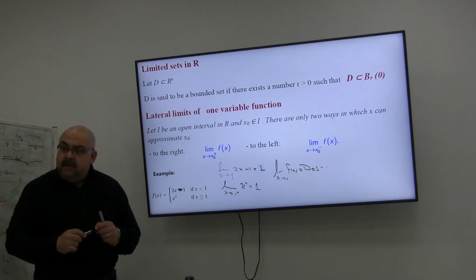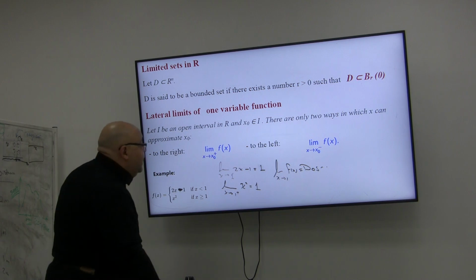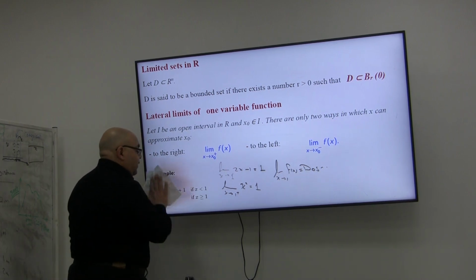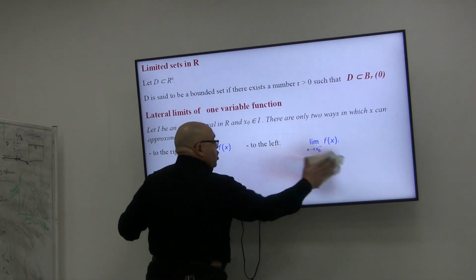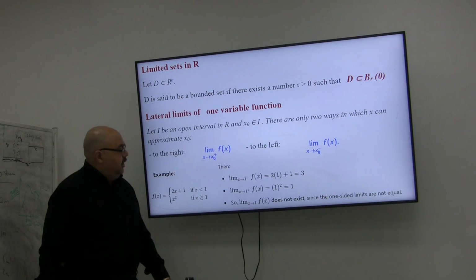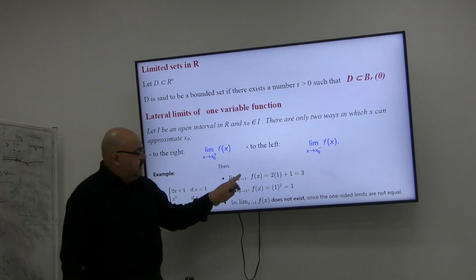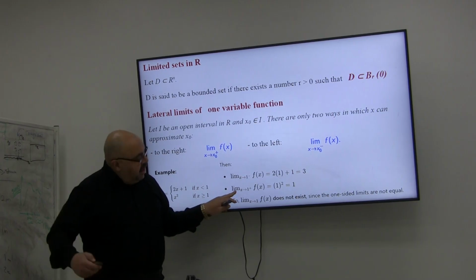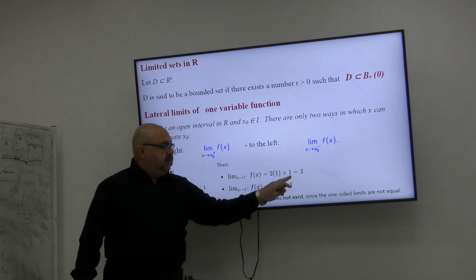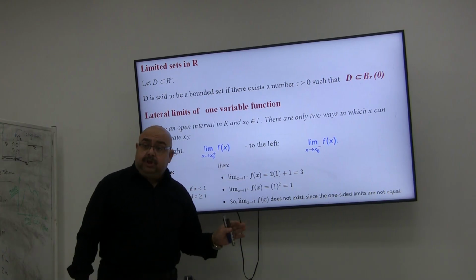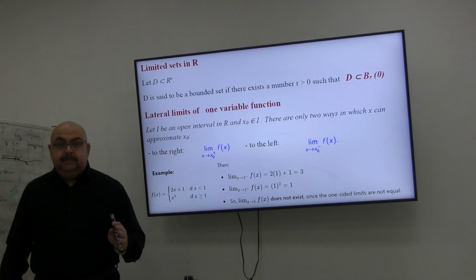Are you with me? Okay, this is an advantage, a huge advantage actually, of the lateral limits, because you have just one direction you are studying from. So the limit as x goes to 1 from the left is going to be 2, which will lead to 3. From the other side, it's going to be 1. They are not equal to each other, so the limit doesn't exist in this case. If they are equal to each other, then the limit exists.